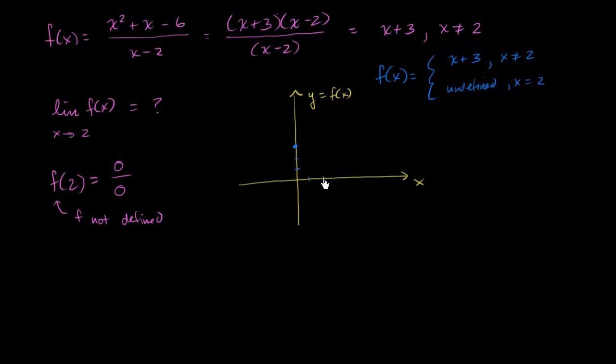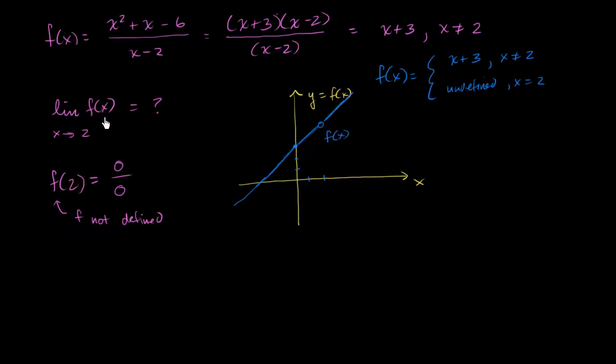So this is x is equal to 1, x is equal to 2. So when x is equal to 2, it is undefined. So let me make sure I can. So it's undefined right over there. It's undefined right over there. So this is what f of x looks like. Now, given this, let's try to answer our question.